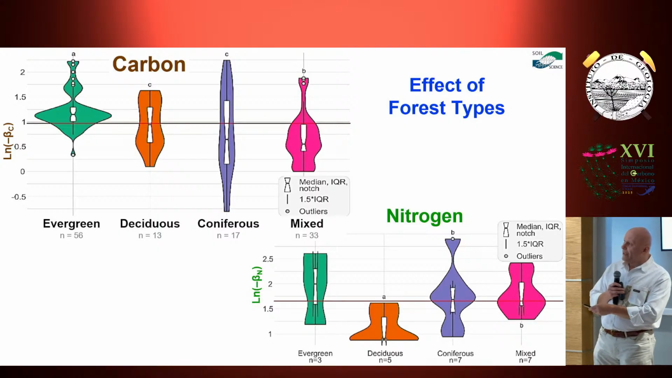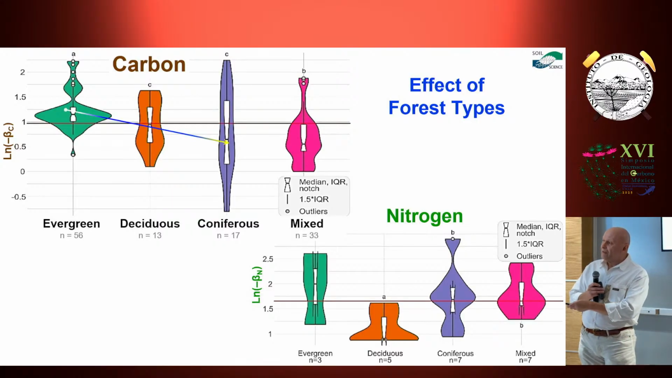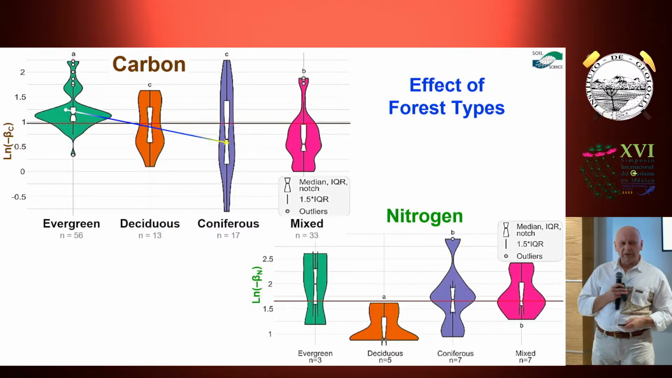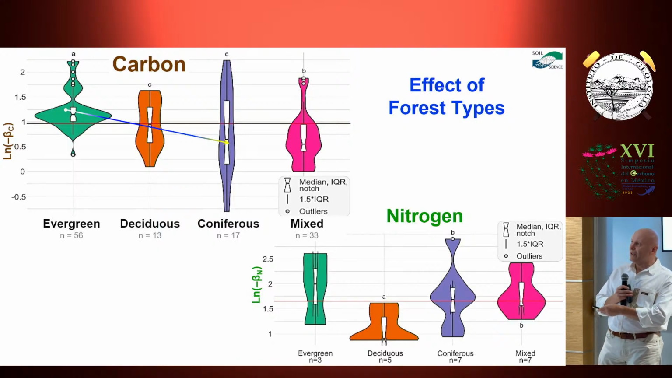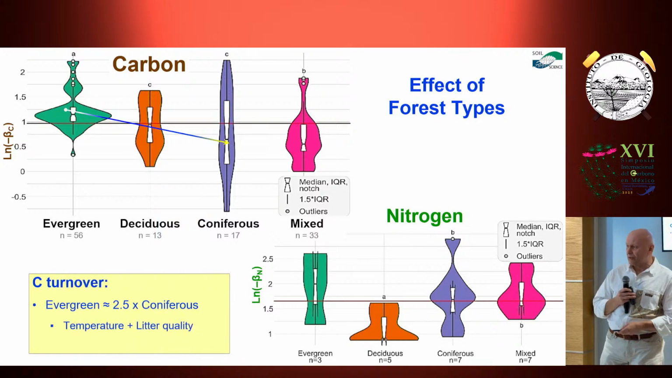If we look at the effect of forest types, evergreen, deciduous, coniferous, mixed forest, then we can recognize that in the coniferous and partly in the mixed forest, the turnover of carbon is slower compared to the evergreen and deciduous forest.